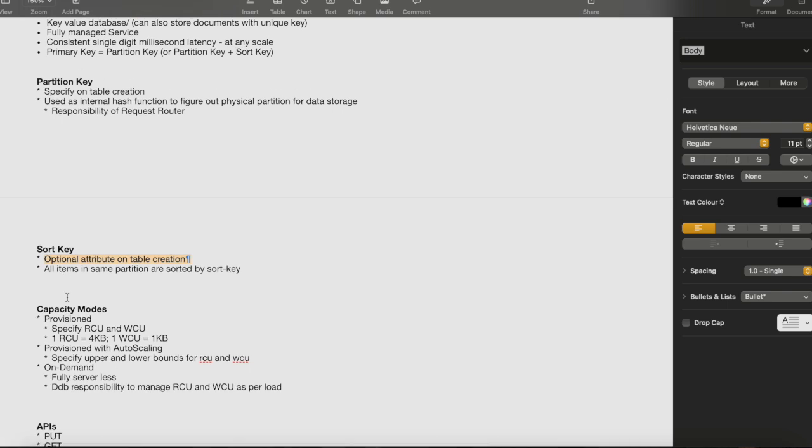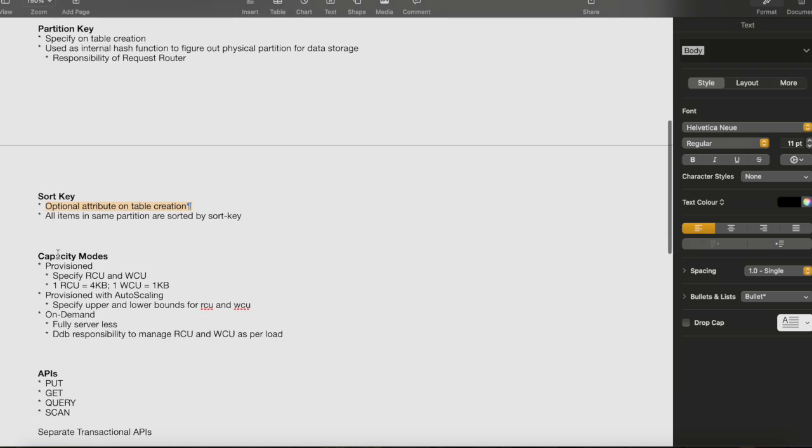So it's always recommended, though it's not required, that you specify both partition key and sort key depending on whatever access patterns you have.